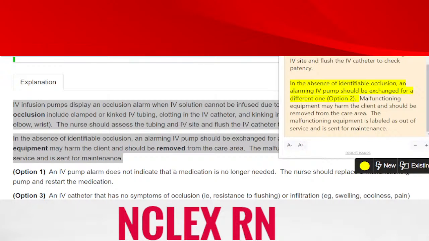Option 2. Malfunctioning equipment may harm the client and should be removed from the care area. The malfunctioning equipment is labeled as out of service and is sent for maintenance.